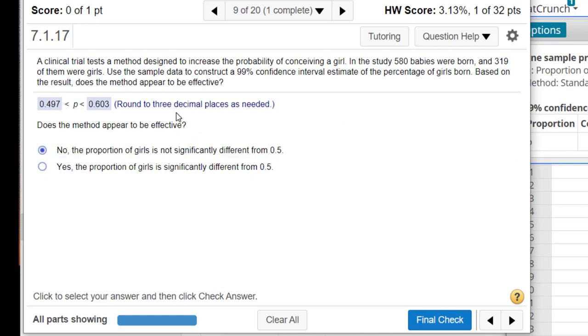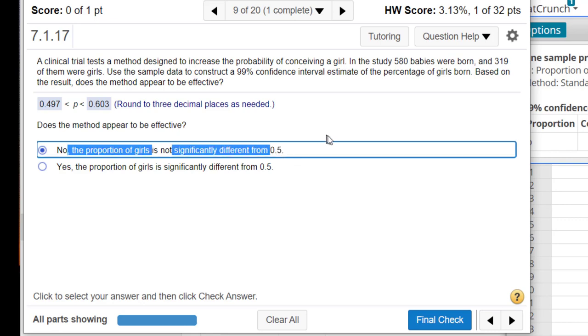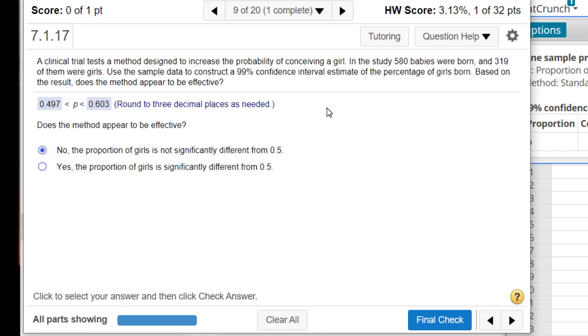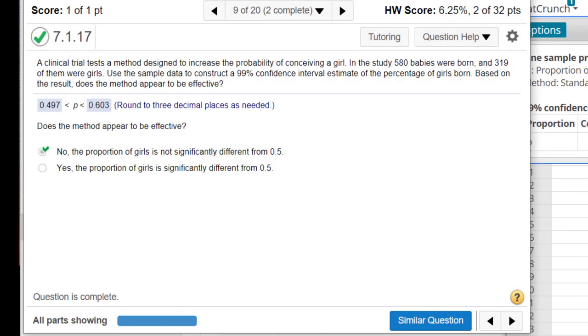So based on your confidence interval, you can sometimes be asked follow-up questions where it asks you, does something appear to be effective? Does 50% fall in here? Well, yeah, it does. It falls between 49% and 60%. So this definitely doesn't appear to be effective because it's not that far away from what we normally expect. Now, if it went from like 70% to like 83%, I would probably say, yeah, it's effective. But since it's 49% to 60%, definitely not effective. So that's basically how you want to do problems related to confidence intervals with StatCrunch.